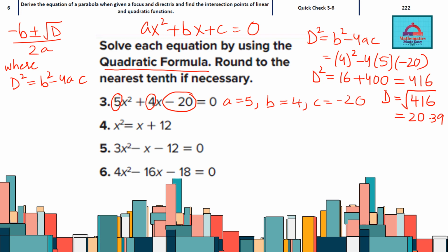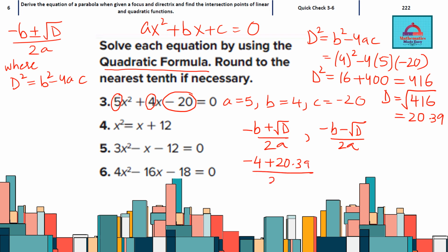Now we want to find the two roots. For finding the two roots, we have minus b plus square root d by 2a and minus b minus square root of d by 2a. Because it is plus and minus and it's a quadratic equation, it is going to have two roots. Now let's fill in the values. B is 4, so minus 4 plus 20.39 over 2 times a, that's the first one, and minus 4 minus 20.39 over 2 times 5.